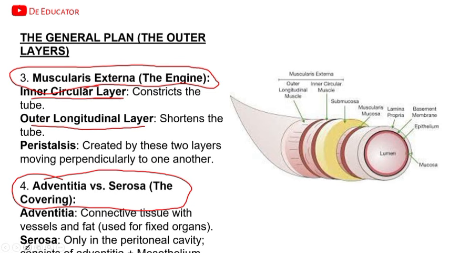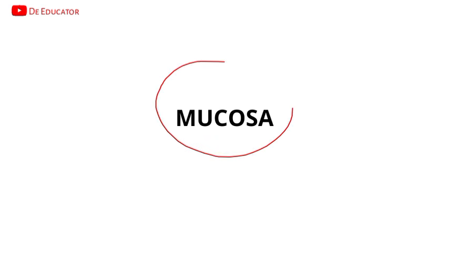While serosa is only in the peritoneal cavity. So when a particular organ is covered by peritoneum, it is regarded as serosa. If it is not covered by the peritoneum, it is regarded as adventitia. All right, so moving on, we have the mucosa, which is what we are going to discuss first.